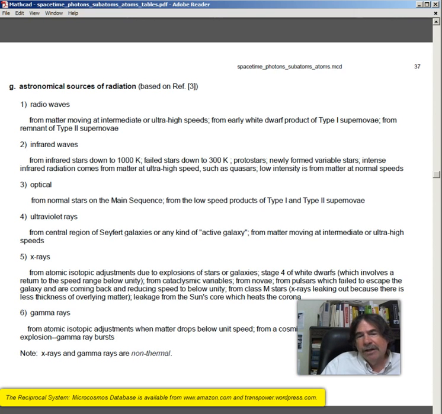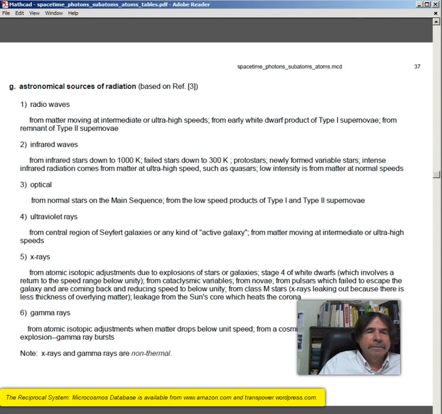From cataclysmic variables, from novae, from pulsars which fail to escape the galaxy and are coming back and reducing speed to below unity. From class M stars, X-rays leaking out because there is less thickness of overlying matter, and leakage from the sun's core which heats the corona. Incidentally, that's the source for the high temperature of the corona. Leakage of X-rays from the sun's core.